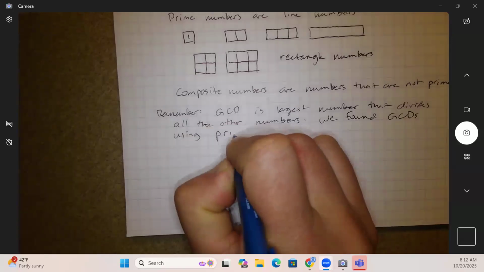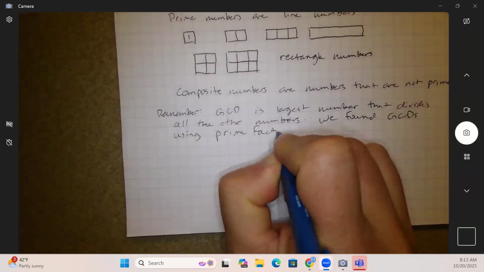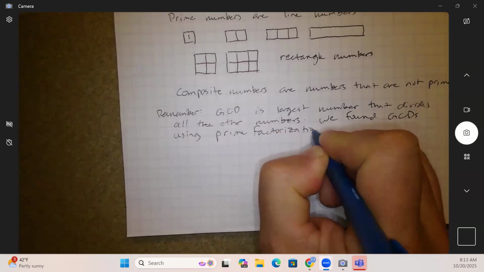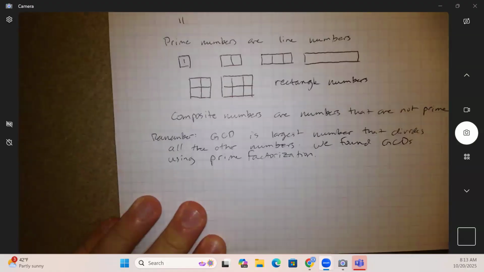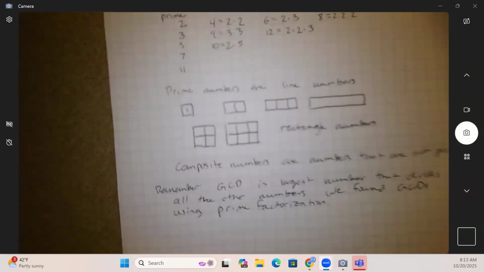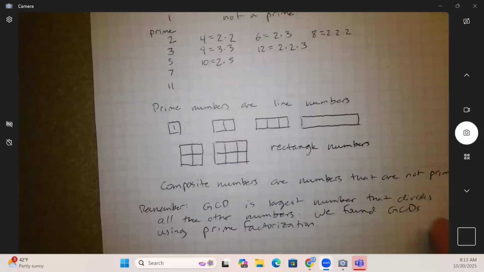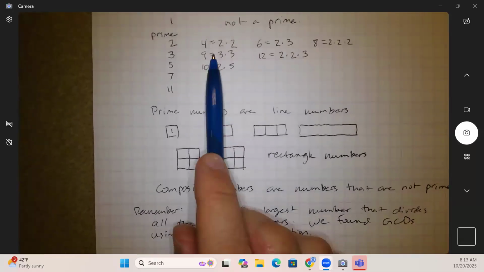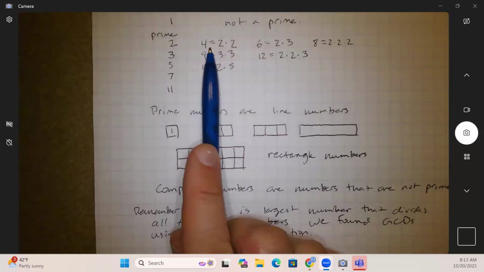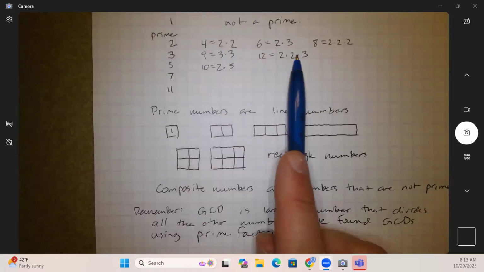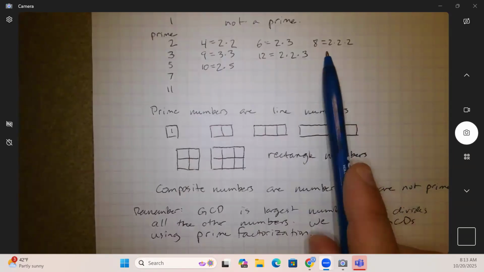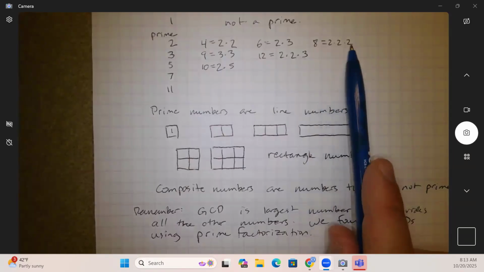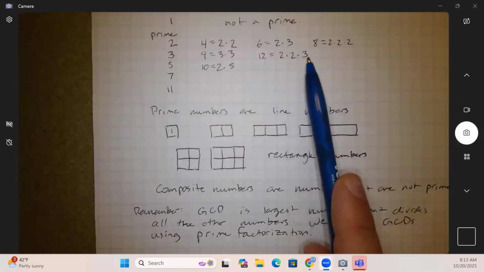In fact, using something called the prime factorization. The prime factorization is exactly what I have up here. It's where I take a number and I write it as a multiple of only primes. So the prime factorization of 8 is 2 times 2 times 2. The prime factorization of 12 is 2 times 2 times 3.